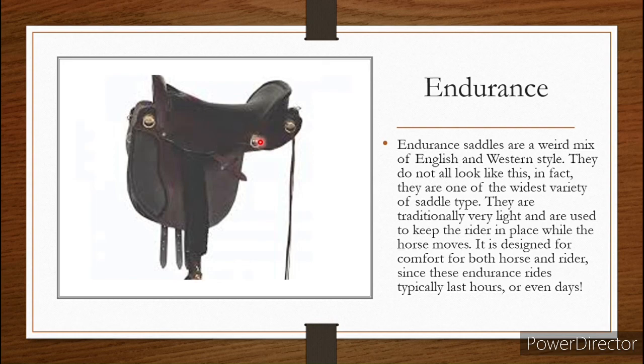So these saddles are supposed to be super light. It's up on top of the horse's back, nice high fork. They can have high cantles just to keep the rider in place, knee pads so you can tuck yourself into the saddle and stay there. Endurance saddles are pretty cool.